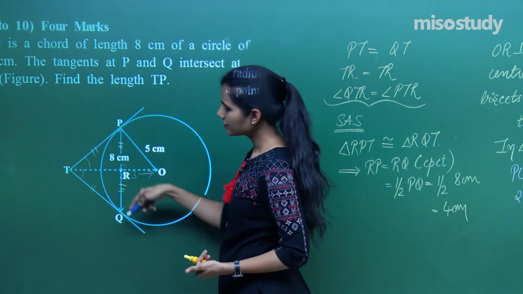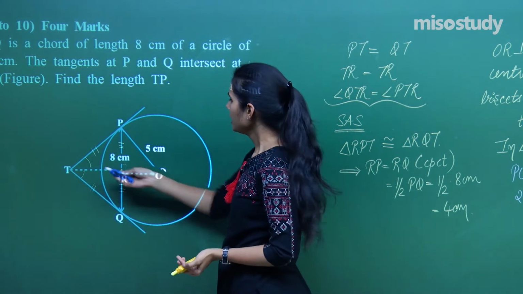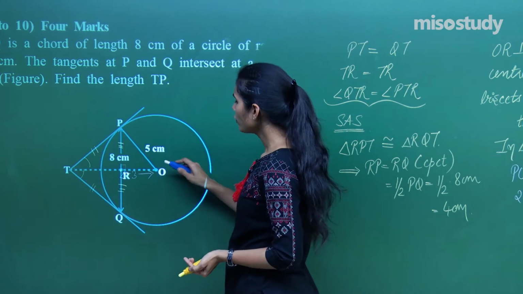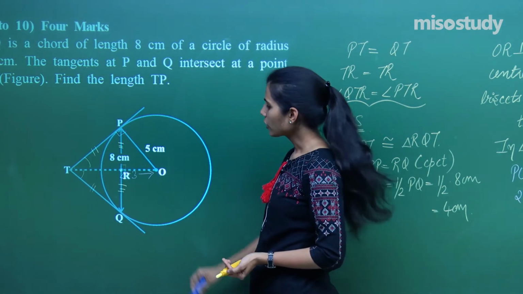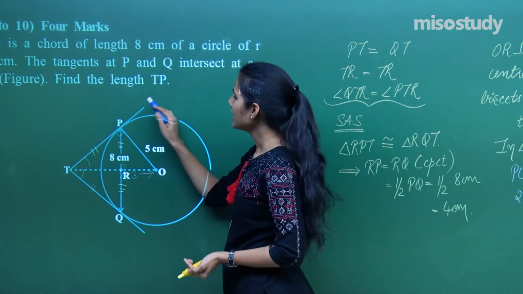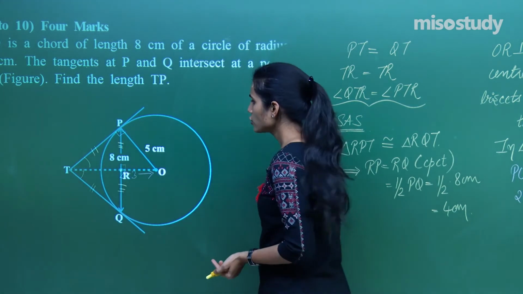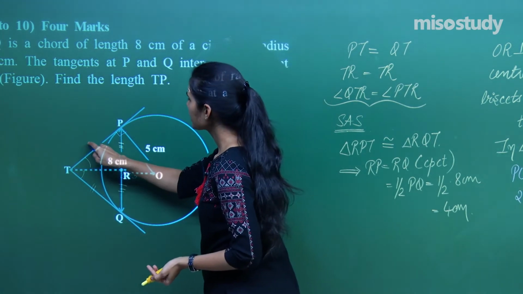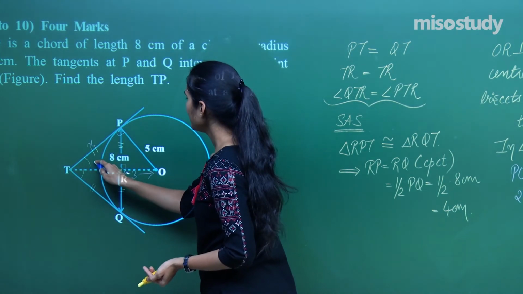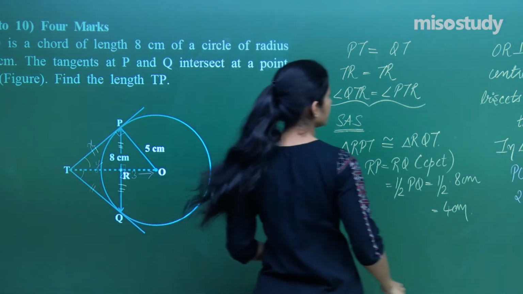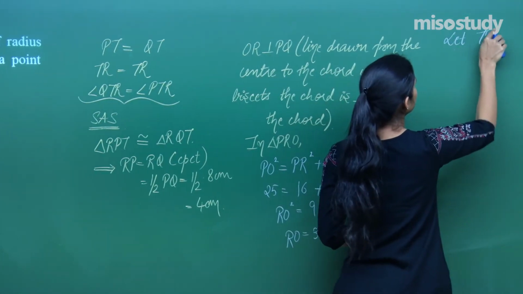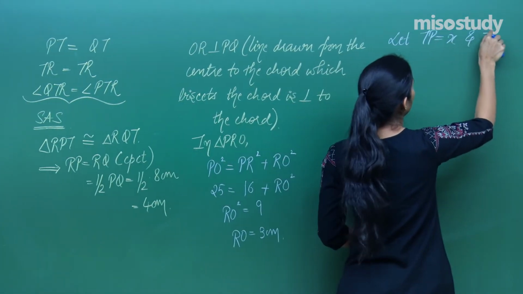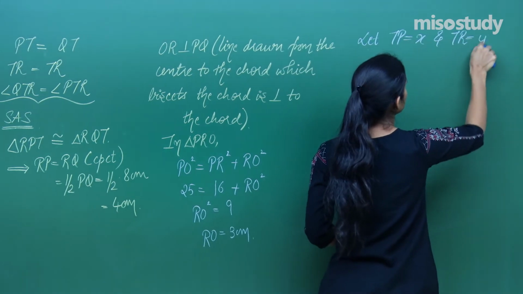Now, as you can very clearly see, I wish to find the length of TP. I know TP's length is the same as TQ, so that's okay. Don't forget OP is perpendicular to this tangent TP, because the radius is perpendicular to the tangent through the point of contact. So right now if I take TP as X and TR as Y, what do I get? Let TP be X and TR be Y centimeters.